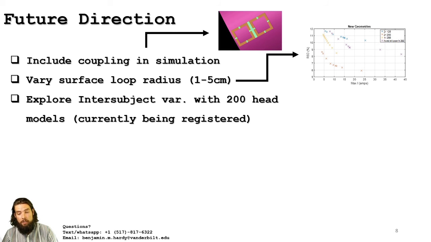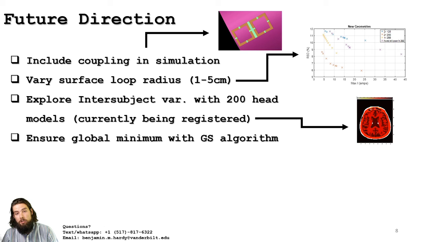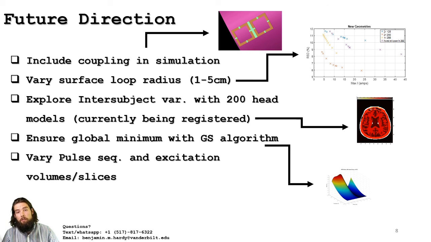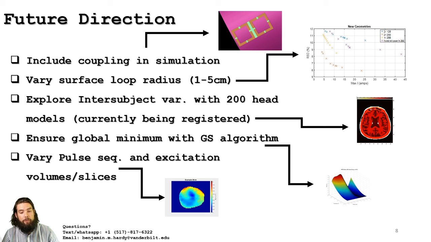And I also want to look at the global minimum of the Gertzberg-Saxon algorithm and see if it's even possible to reach a global minimum, as the algorithm is dealing with so many phase combinations, it's hard to tell. I also want to have a more diverse pulse sequence and excitation volume or slice to look at.